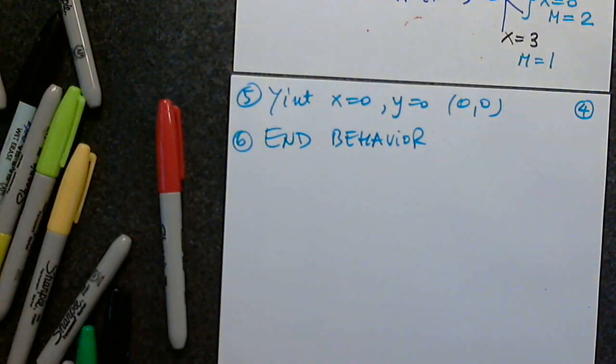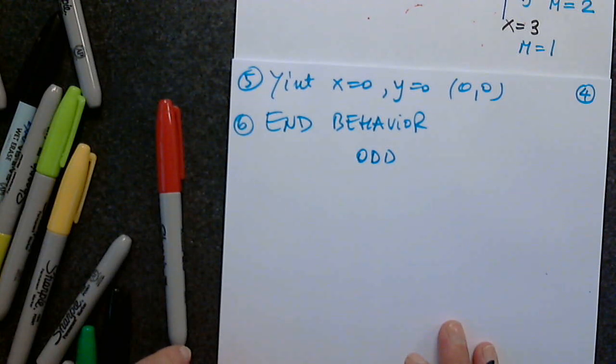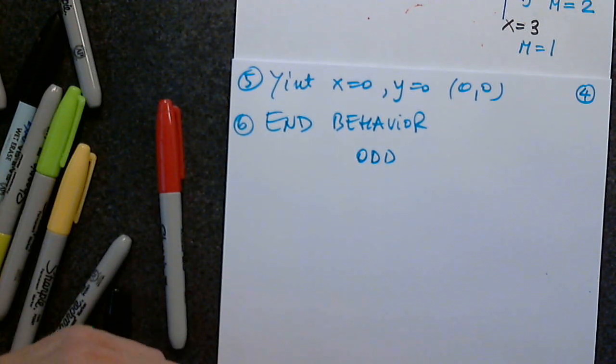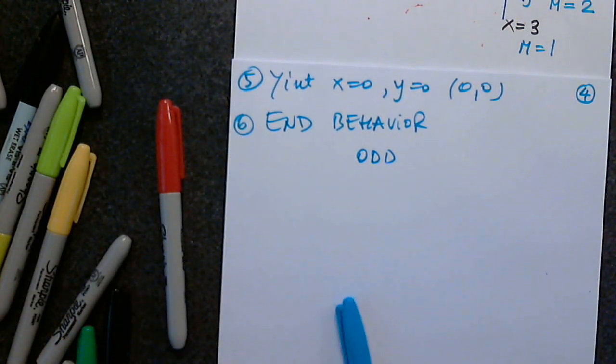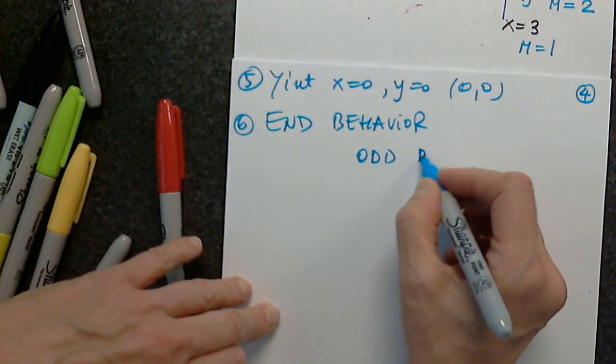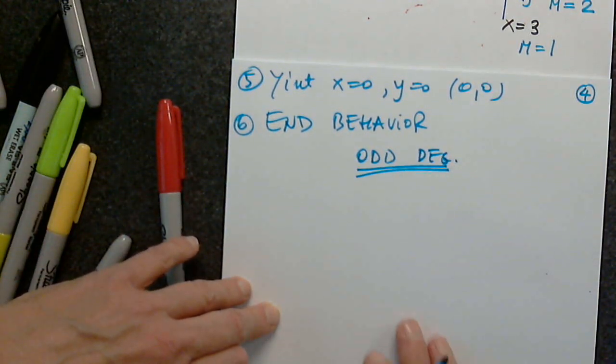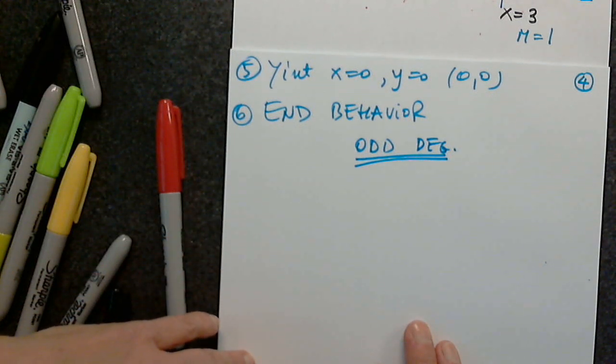Does this function have an odd degree or an even degree? Odd. Because it's an odd degree, there are only 2 possibilities. By end behavior, first of all, let me clarify. End behavior means where is this function going as x approaches negative infinity and when x approaches positive infinity? At the very end. That's the end behavior. But since the degree is odd, there are only 2 options for the end behavior.